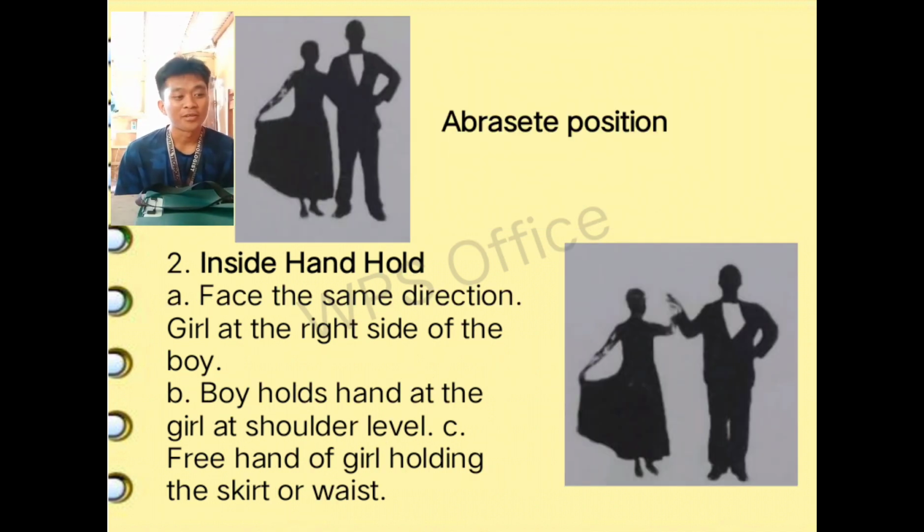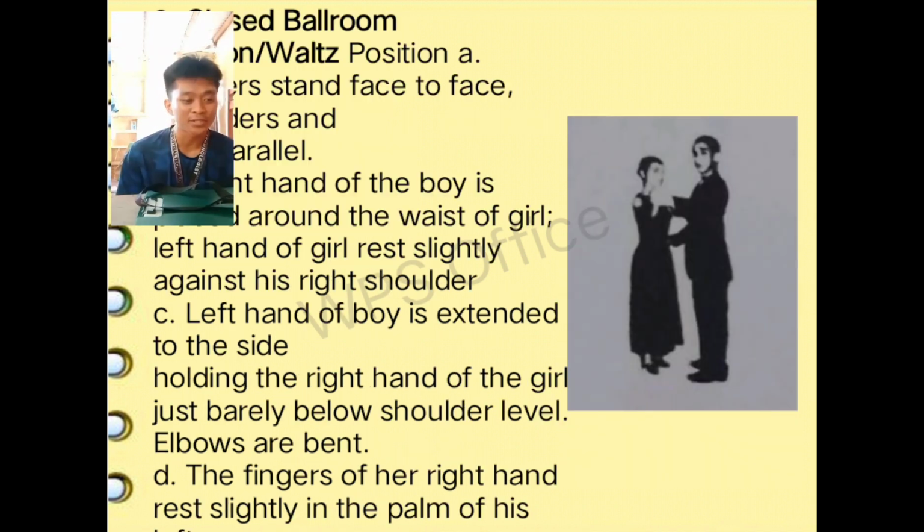Abreast position. Inside hand hold, facing the same direction, girl at the right side of the boy. B. Boy holds hand of the girl at shoulder level. C. Free hand of girl holding the skirt or waist.